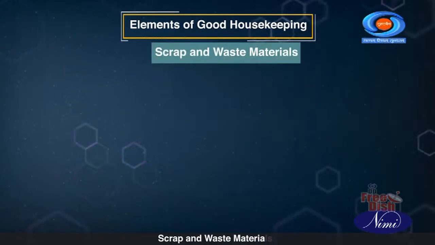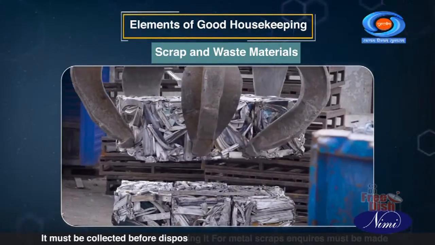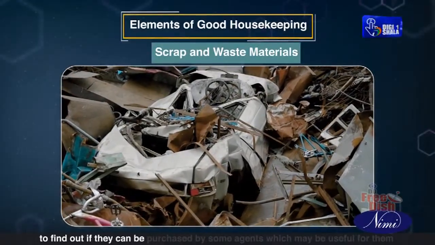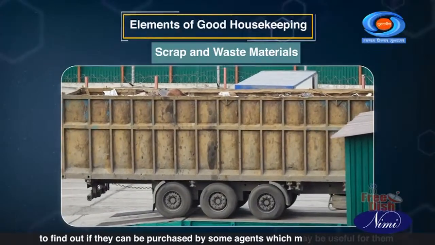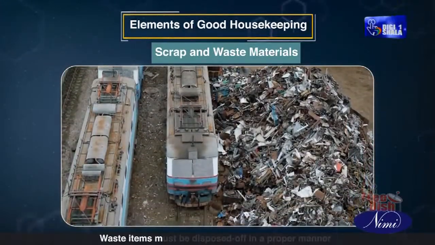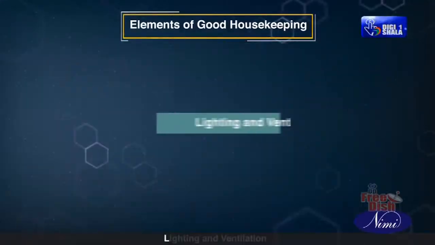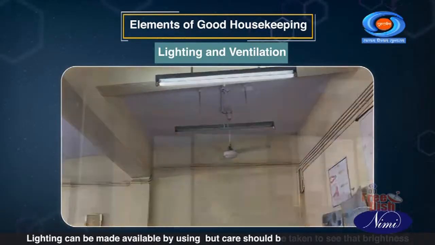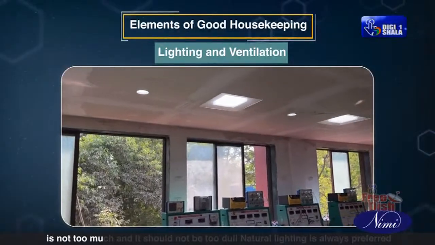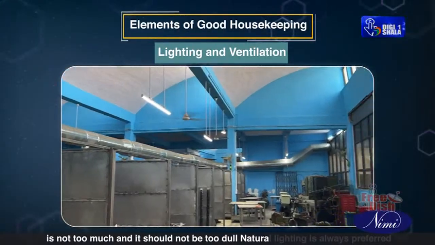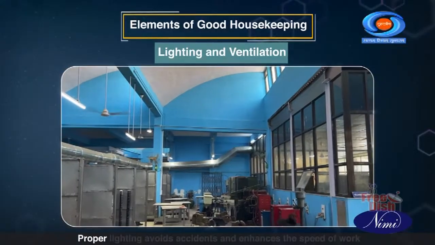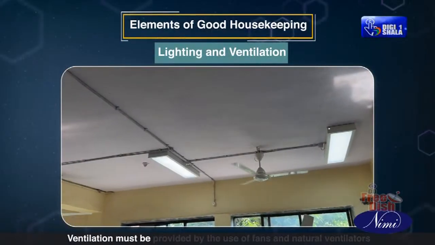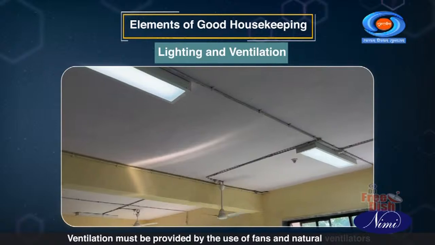Scrap and waste materials. They must be collected before disposing of them. For metal scraps, enquiries must be made to find out if they can be purchased by some agents, which may be useful for them. Waste items must be disposed of in a proper manner. Lighting and ventilation. Lighting can be made available by using lamps, but care should be taken to see that brightness is not too much and it should not be too dull. Natural lighting is always preferred. Proper lighting avoids accidents and enhances the speed of work. Ventilation must be provided by the use of fans and natural ventilators.